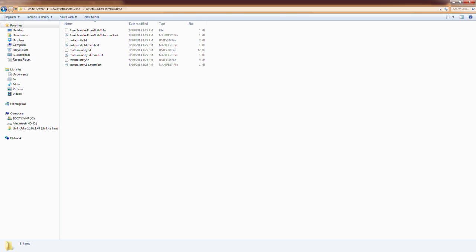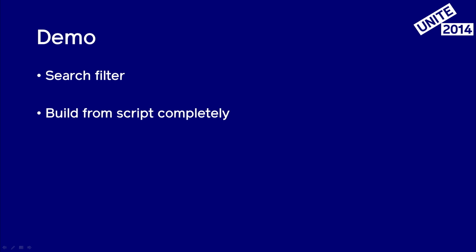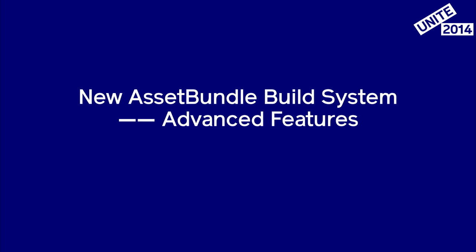So let's go back to the slides. Now I hope you guys have a basic idea about the new AssetBundle build system. We just want to provide a simple UI and simple script, so maybe just one line of script to do the build. Now we just want to talk about some advanced features.